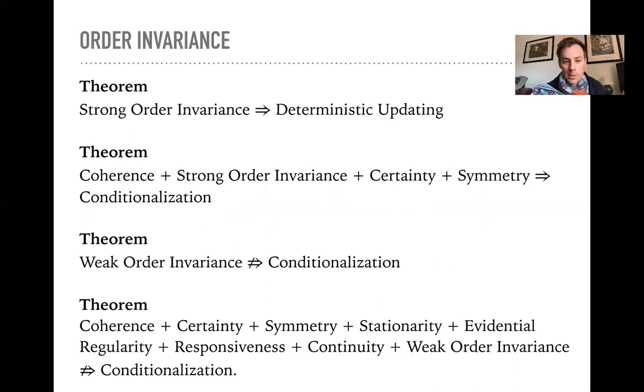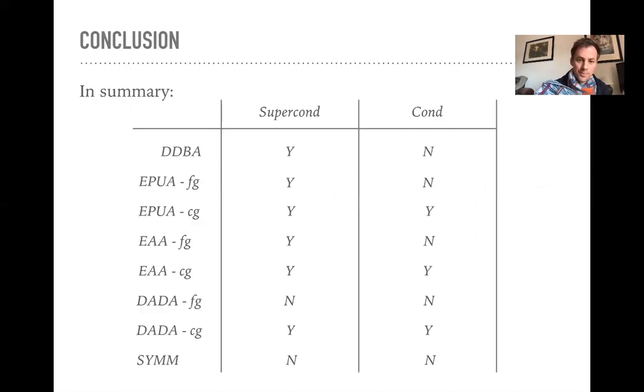I don't think it would be easy to persuade people that strong order invariance is the correct version of order invariance instead of weak order invariance. So to wrap up, here's the sort of final summary. Here's the state of the nation.